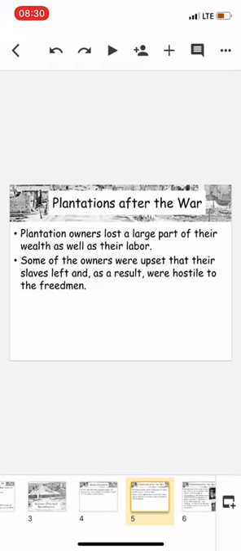Plantation owners lost a large part of their wealth as well as their labor. So think about it. You own all this property, and you own all these slaves. Well, your slaves are now set free, and your property's probably been burned down and destroyed. So, man, life's pretty tough.